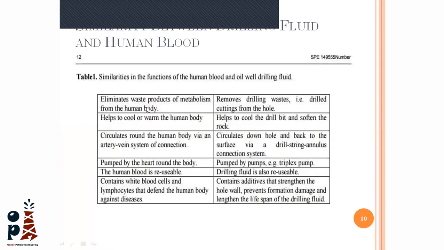You know that the human blood is responsible for eliminating any waste product of our metabolism, and we have a lot of organs responsible for this cleaning or elimination, like the liver. The drilling fluid is used for hole cleaning, to remove the cuttings from the hole. And if we didn't remove these cuttings, we actually didn't drill. We just make the cuttings friable.